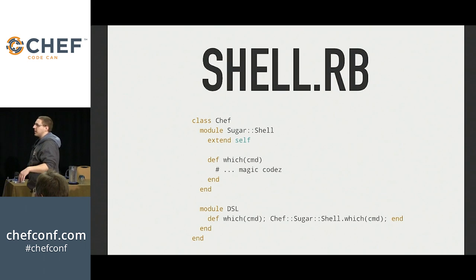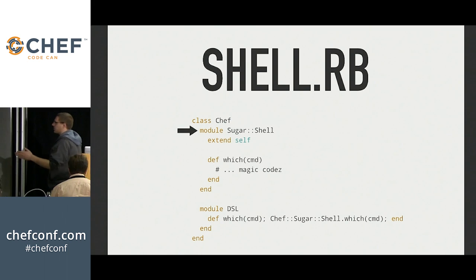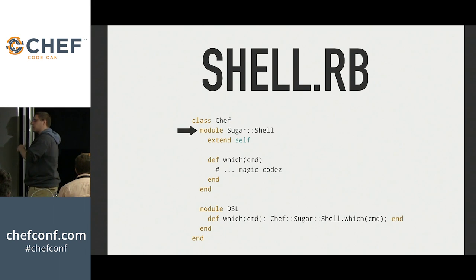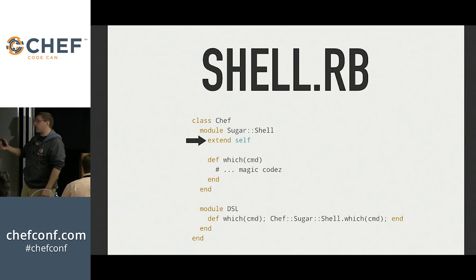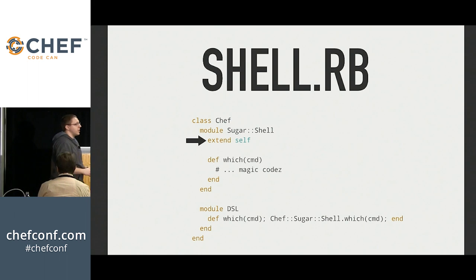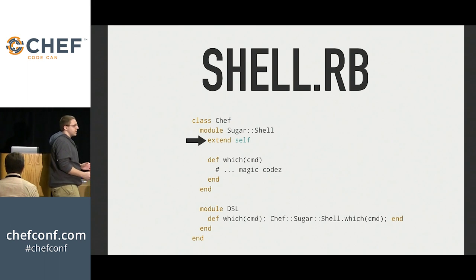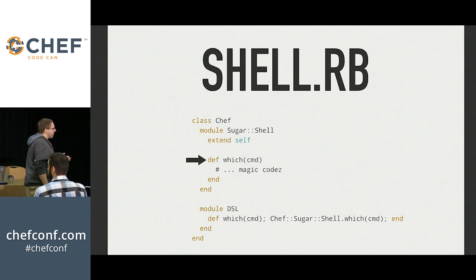So let's look at shell. Shell is the first thing that I wrote. The very first thing to look at is that it's Chef::Sugar::Shell. So everything's namespaced under Chef Sugar. And it's a self-extending module. So for those of you that don't have a Ruby background, what that means is that you can include this module and you'll get all these methods. But you can also call Chef::Sugar::Shell.which outside of the recipe, outside of everything. You can use it as a straight up library. You don't have to include it, you don't have to mix it in. Some people claim this is an anti-pattern. I think they're wrong.